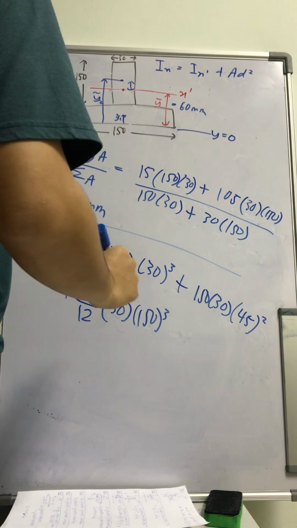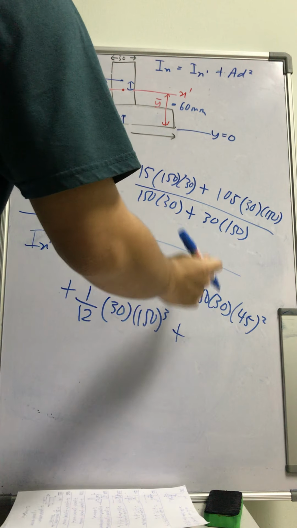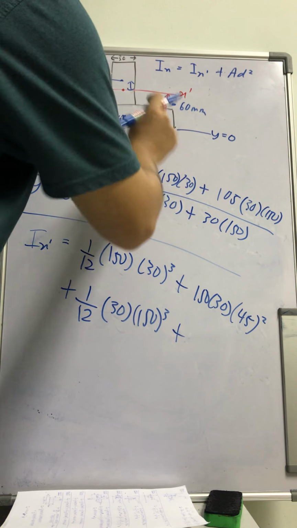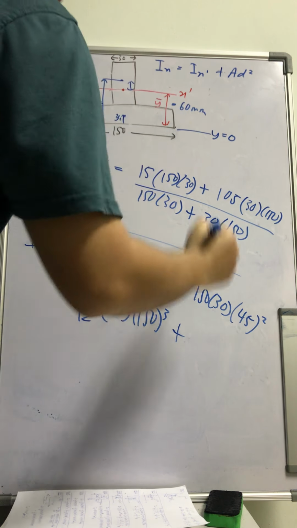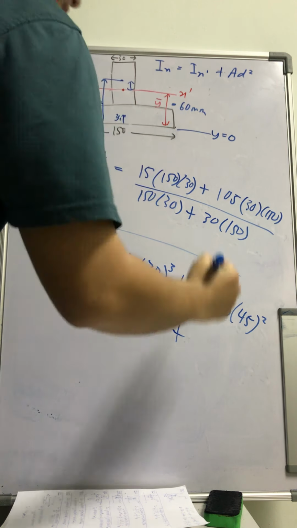So to find this I with respect to another axis, in this case x prime, you have to add A d squared. A is the area, 30 times 150. And d is how much? How much is d?